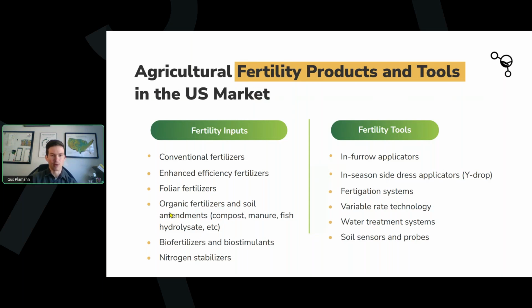Organic fertilizers and soil amendments, so your compost, manure, fish hydrolysates, all sorts of great organic fertilizers out there that provide fertility maybe at lower concentrations than conventional fertilizers, but often are more biologically available, slower release, and also able to stimulate soil, essentially feed soil microbes, in addition to providing nutrients that ultimately are available to the crop.